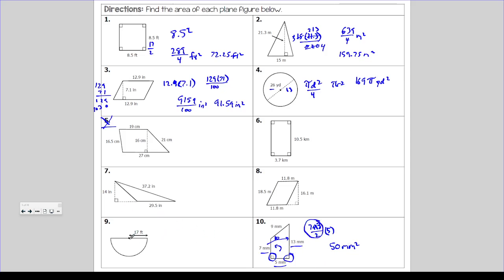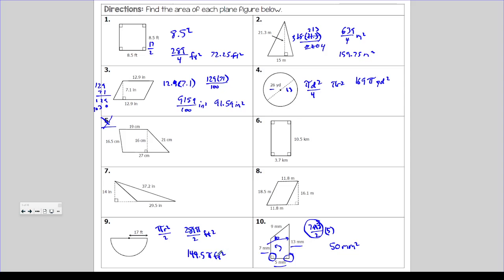And then the last one, just because it's different, we have here a semicircle. So a semicircle is going to be just a circle, but half of it. So we have pi r squared, and we divide that by 2. So 17 squared is 289, so we get 289 pi over 2 square feet. And if we wanted to turn that into a decimal, that would be 144.5 pi square feet.